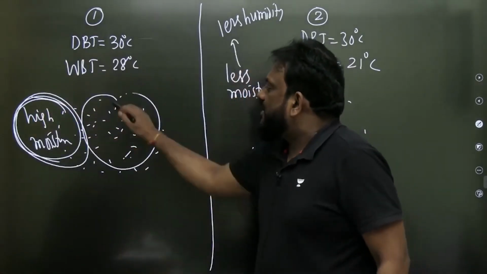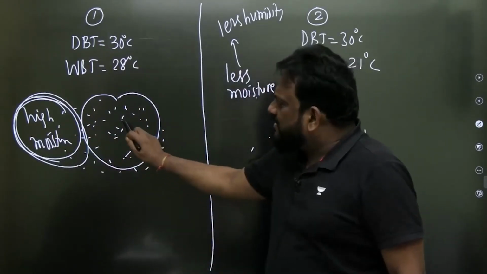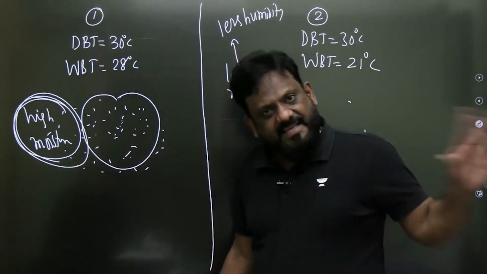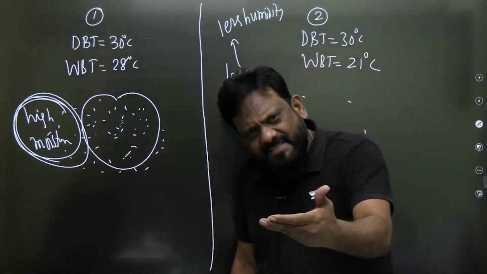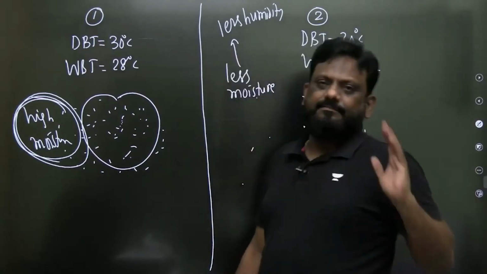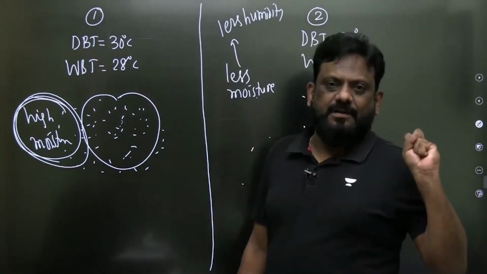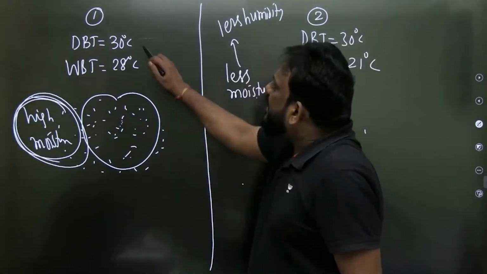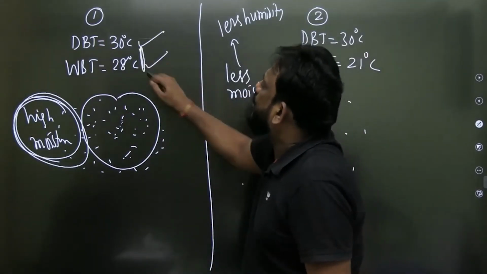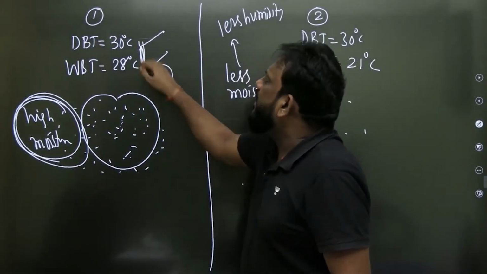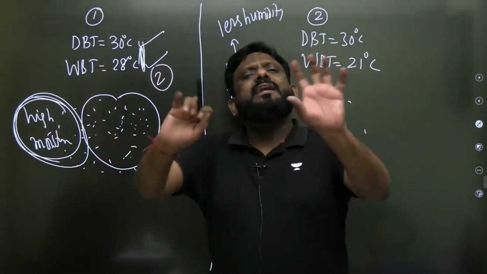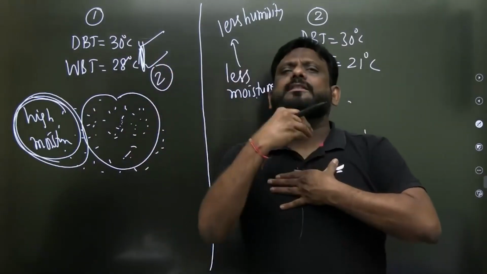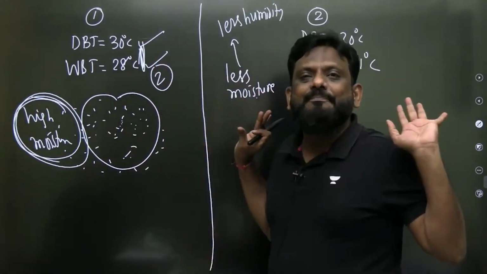What is the moisture content here? High. When the moisture is high, its absorbing capacity will be less. So when its absorbing capacity is less, it loses less heat to gain that less moisture. When it is losing less heat, there will be only a small temperature drop. That's why from 30 there is only a small temperature drop of 2 degrees. Just 2 degrees is enough to reach saturation, because already it has more. Saturation is reached.